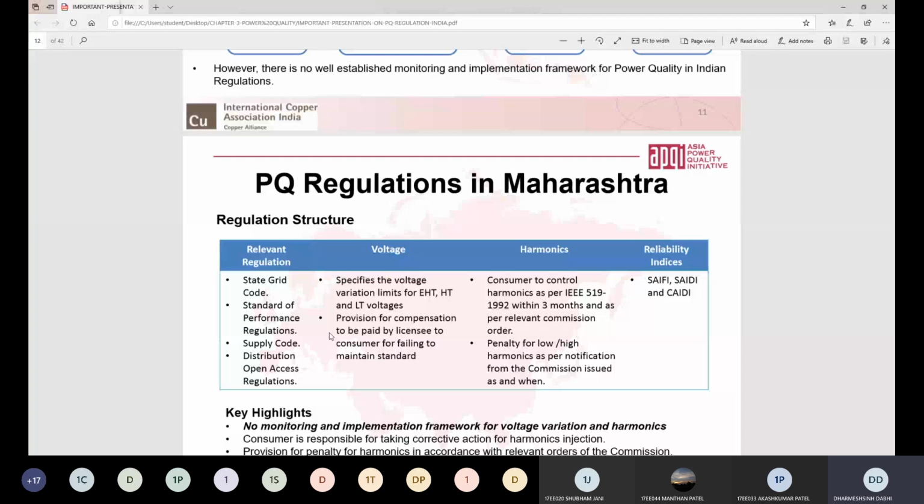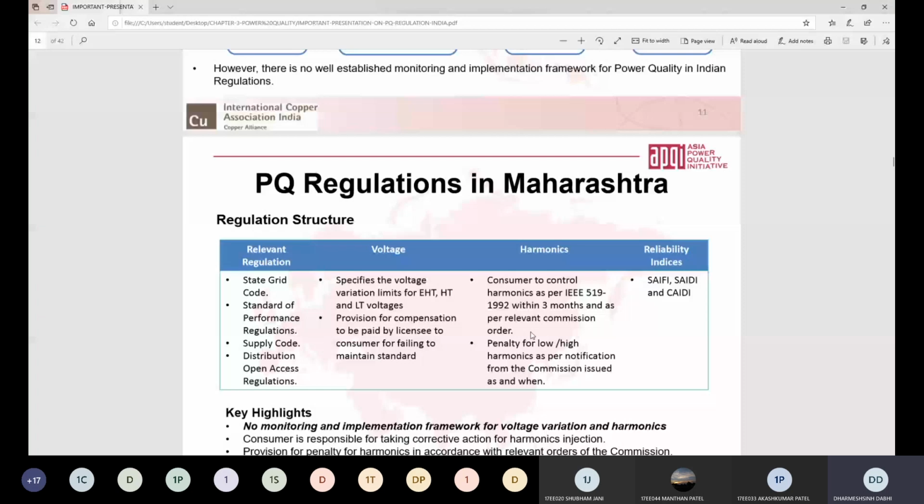So this compensation provision is available in all the states, but the problem is that the implementation is not followed in most of the states. Then the third criterion is harmonics. Most of the states of India follow the IEEE 519 standards for harmonics. As per the provision, they also provide a penalty for low or high harmonics as per the notification from the commission issued as and when.